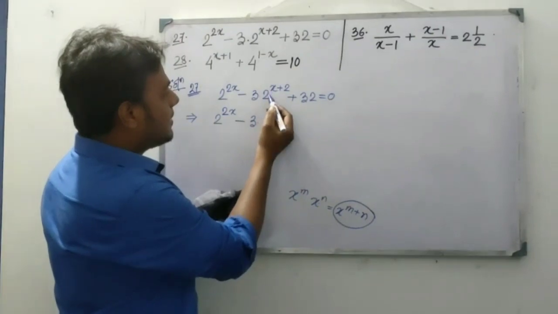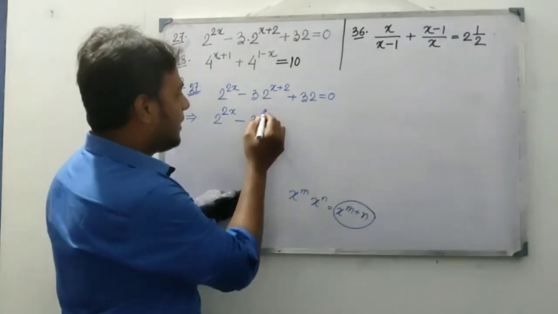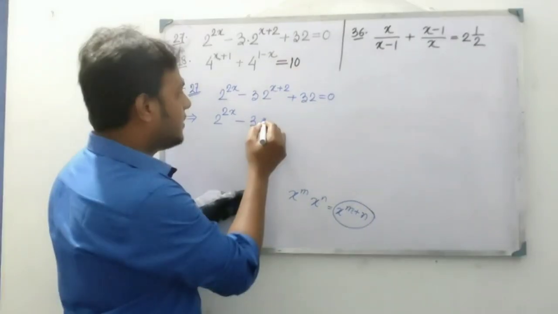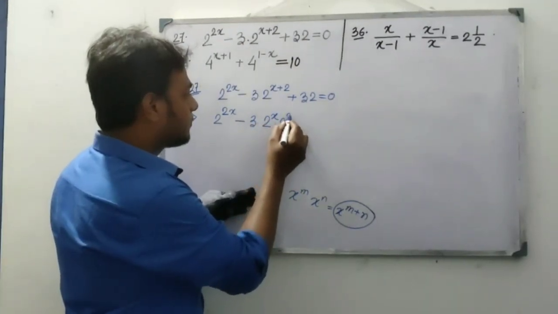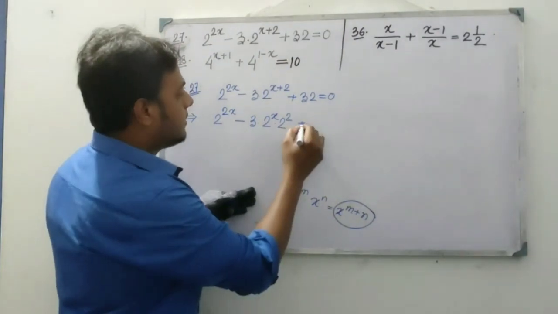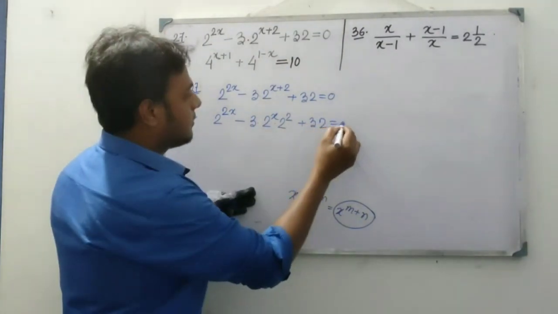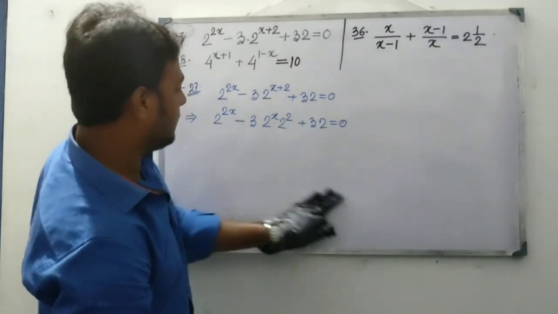Similarly, 2 to the power x plus 2 is there. So in the place of 2 to the power x plus 2, we can write 2 to the power x into 2 to the power 2. Is it clear? And plus 32, keep it unchanged. Okay. Next.